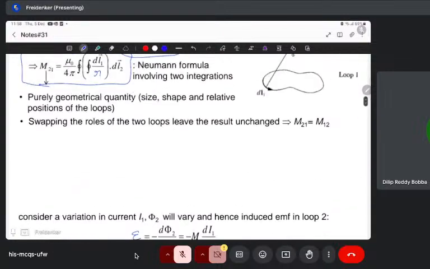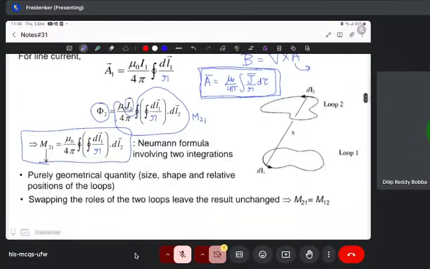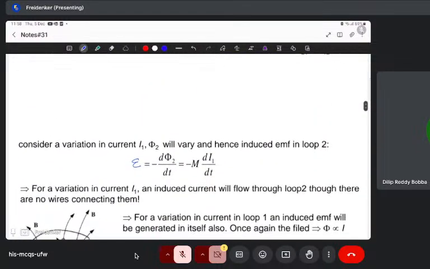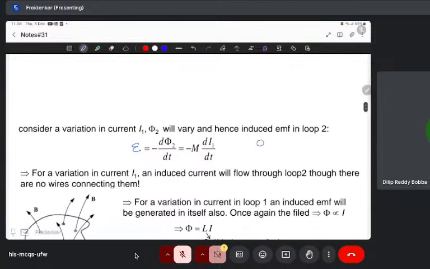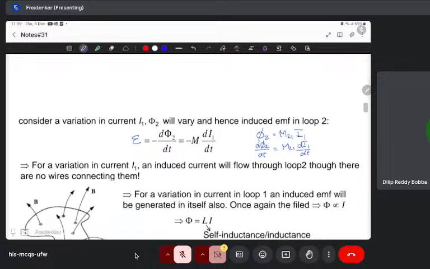And the rate of change of flux, we know phi 2 is nothing but M21 into I1, right? So d phi 2 by dt will be nothing but M21 dI1 by dt. Minus sign, so minus sign.